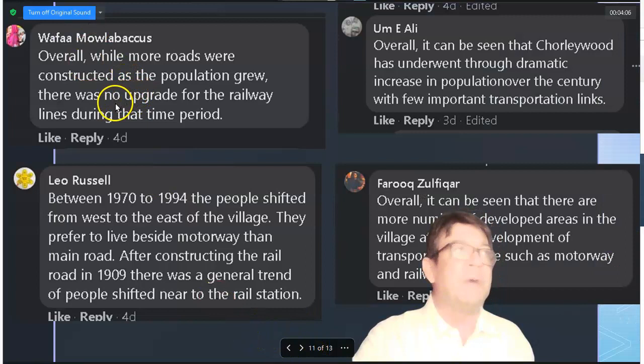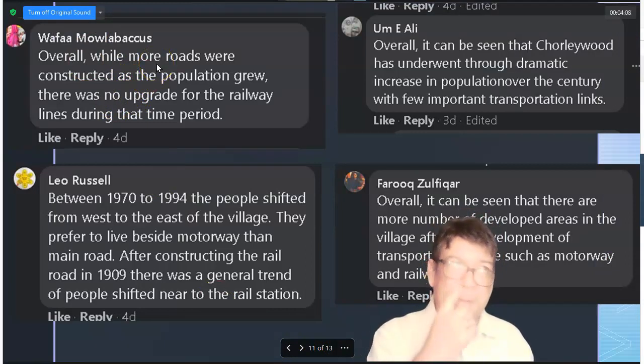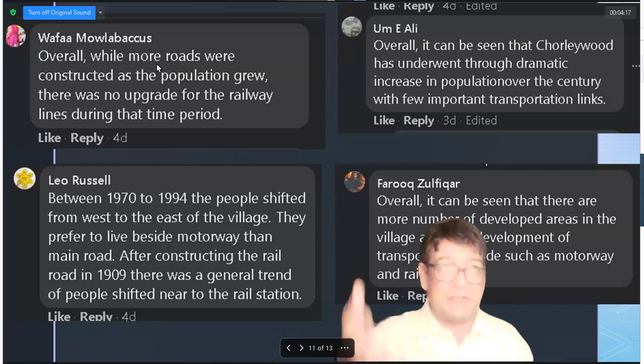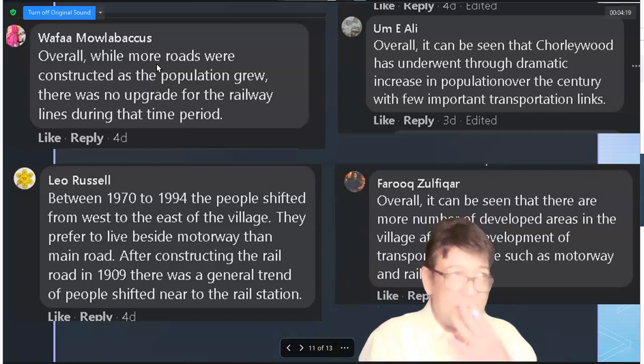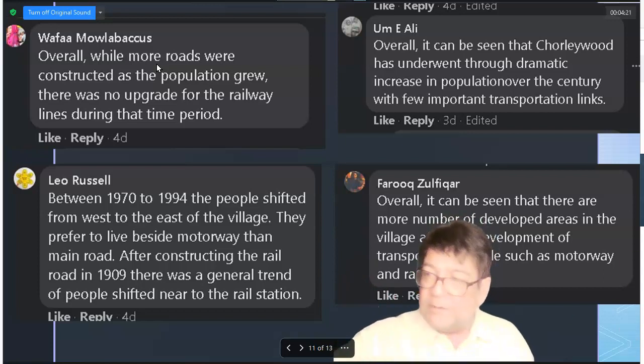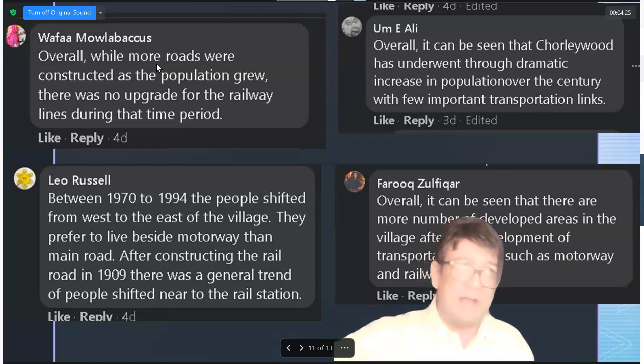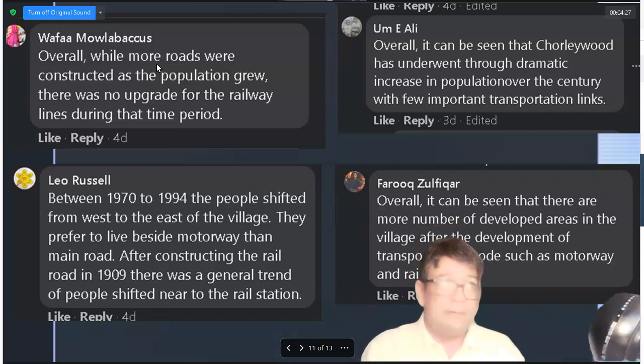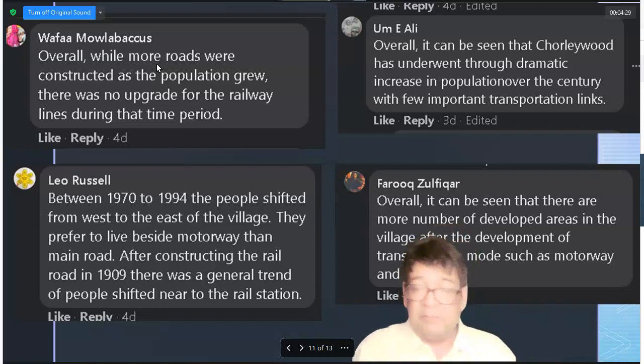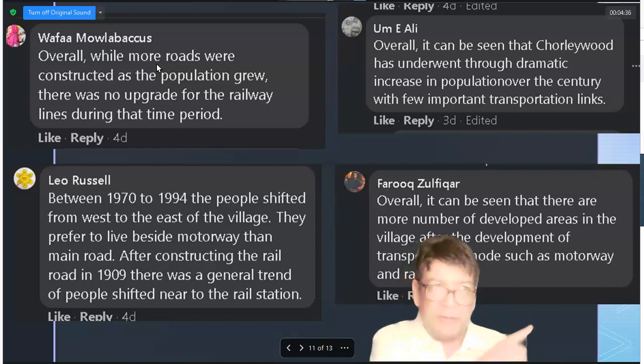Overall, more roads as population grows. No, there were no more roads, just the one road. Between 1794, people shifted from the west to the east. Now, people didn't shift. The development just happened in the east. They prefer to live beside the motorway. Can't say that. No, you don't know that. It looks like all the nice areas were full after constructing them. Now here, another over here.